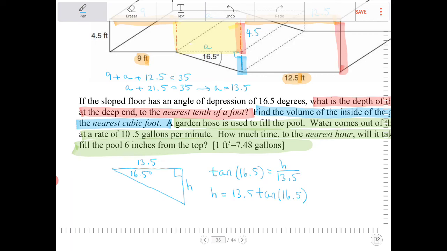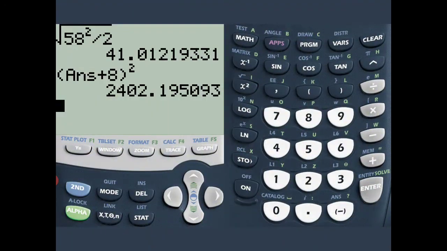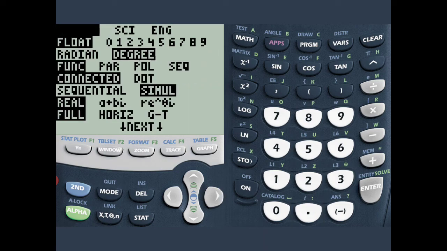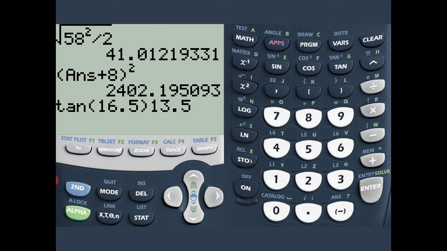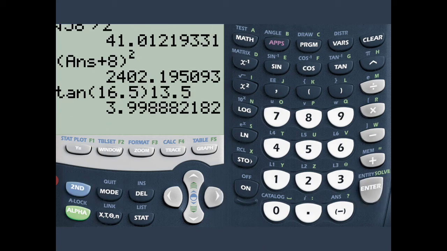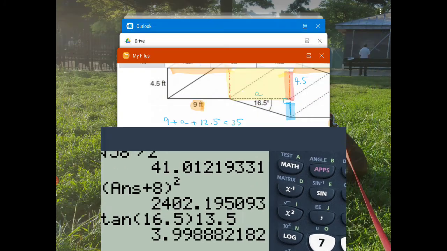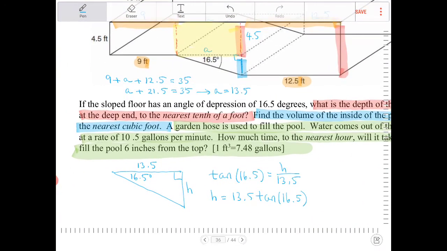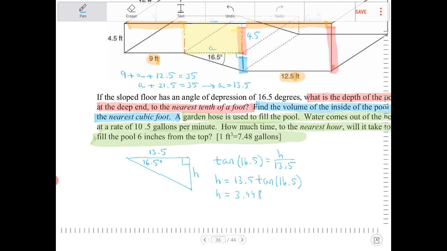I'm going to enter this into the calculator. So tangent of 16.5 times 13.5. Make sure your calculator setting is set to degrees, third row, second option there, and I'm going to press enter. So we get 3.998, or approximately close to 4. So h is equal to 3.998, or pretty much 4.